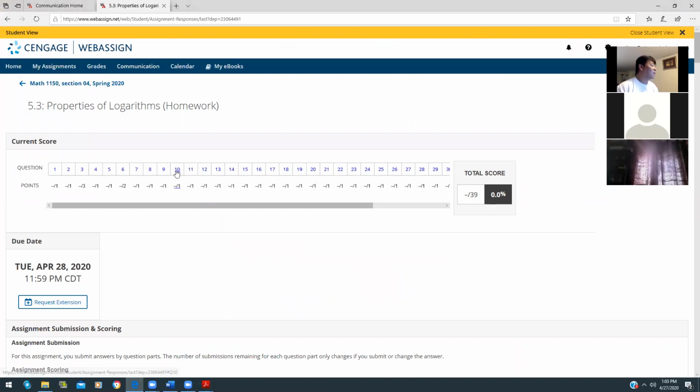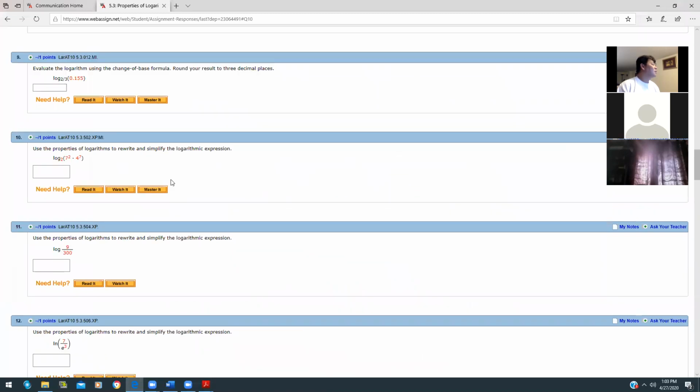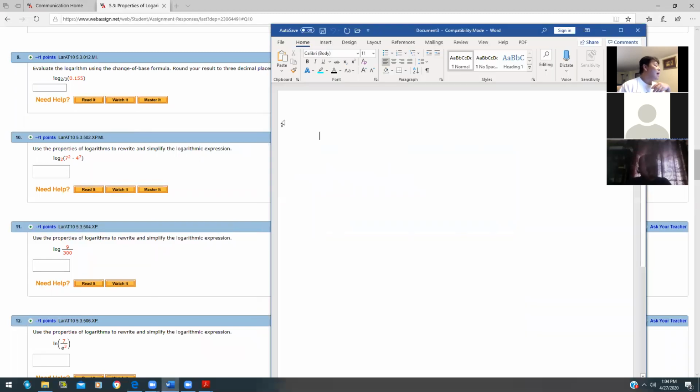Number 10, okay, number 10 and 34. So this is question 10, log base 2 of 7 squared times 4 to the power of 7. You have to use the properties of log to simplify this. So how do we simplify this? For this question, you have to use the properties of log to rewrite and simplify.